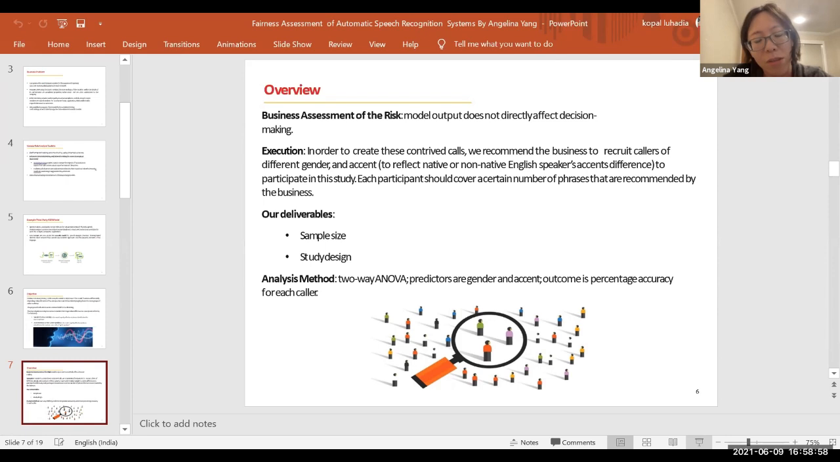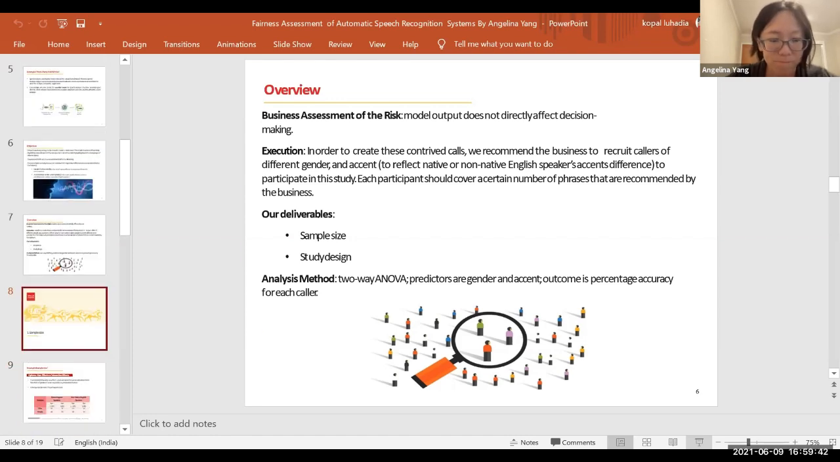The execution, as I mentioned, so we recruited team members to call in and volunteer metadata about themselves. Each participant will cover a certain number of phrases that are recommended by the business. My team, the development COE, designed the study and helped them do the analysis in the end. The method we use is a very simple two-way ANOVA, with gender and accent as the predictive variables. And the outcome is, for each caller, the percentage of accuracy of phrase identification.